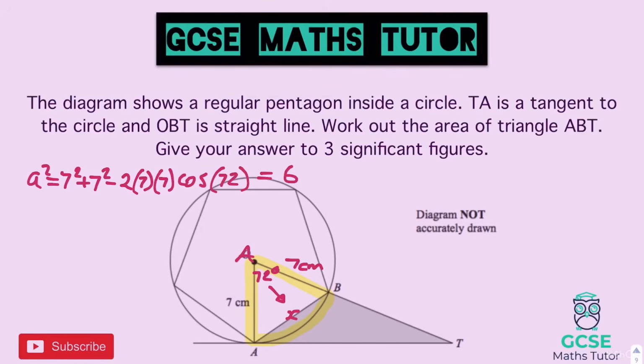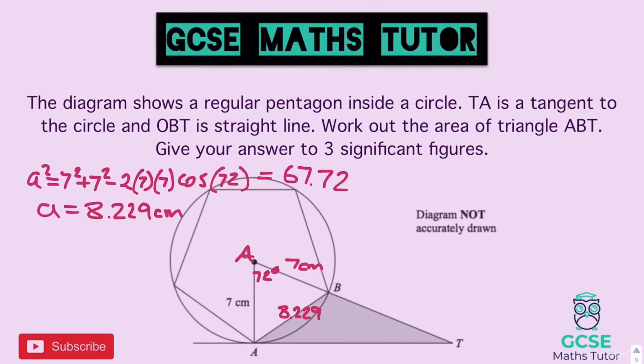67.716. I'm just going to keep that as it is because I'm going to square root that anyway for A. So A equals the square root of that, and we get 8.229. There we go, 8.229. I'm going to leave that to 4 significant figures there, and that's in centimetres. So we've got that length there, so let's get rid of some of this. So we can label that up. That is 8.229.